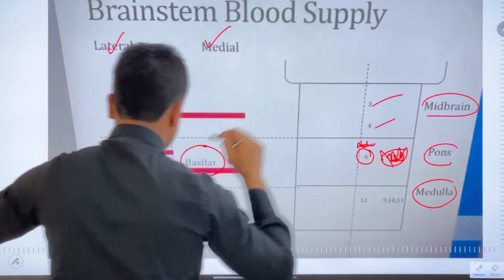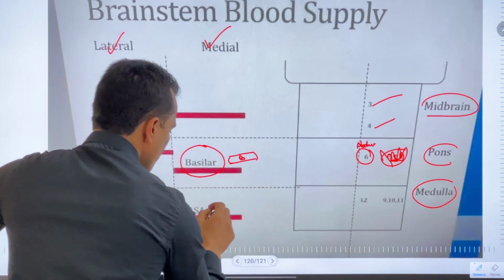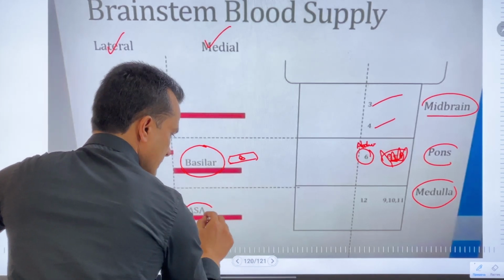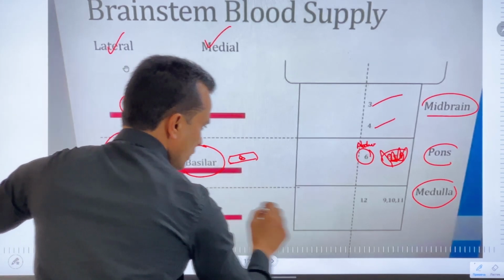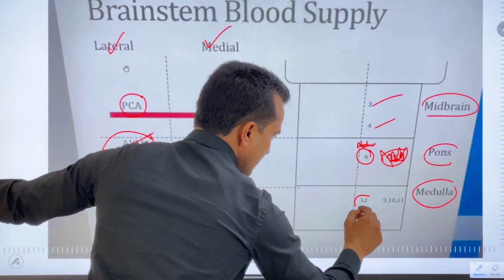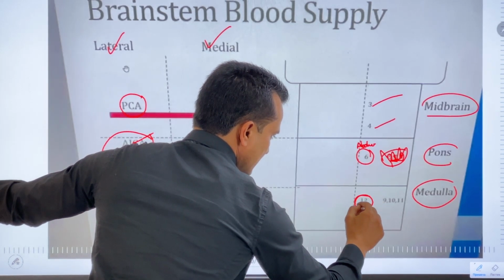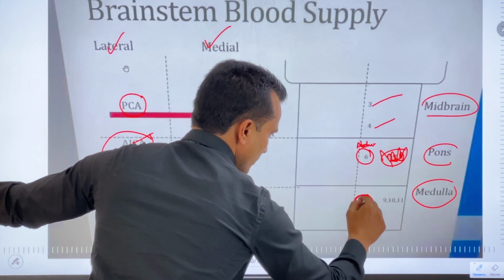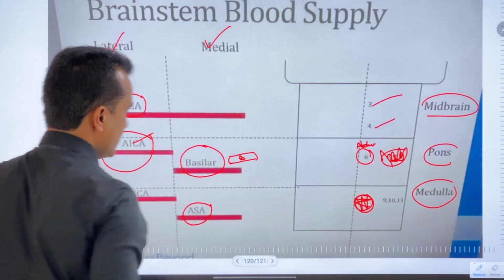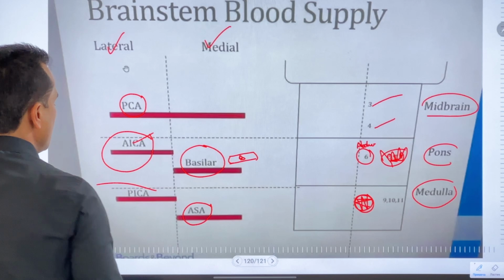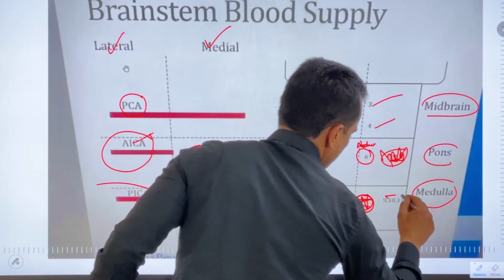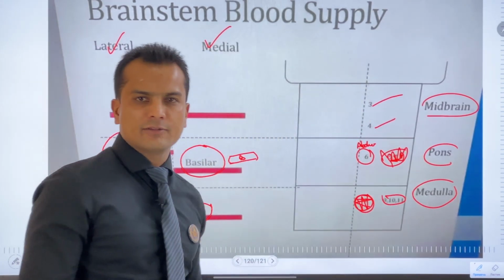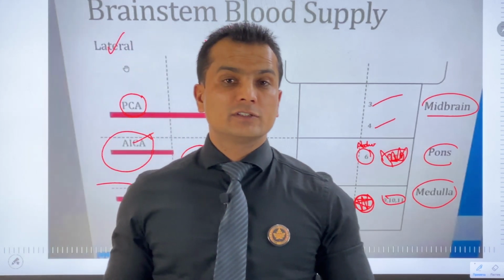And then the medulla, the medial side of the medulla, anterior spinal artery. In case of an anterior spinal artery stroke, the first nerve to be injured is the hypoglossal nerve. Yes, medial medullary syndrome. PICA stroke, posterior inferior cerebellar artery stroke, means the 9th, 10th and 11th nerves. So this is the significance, this is the worth.